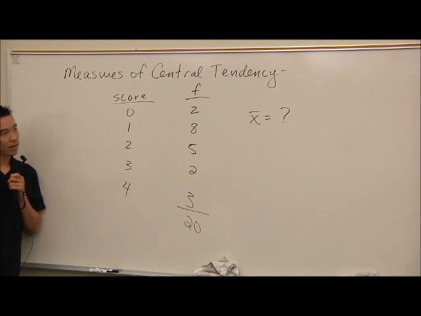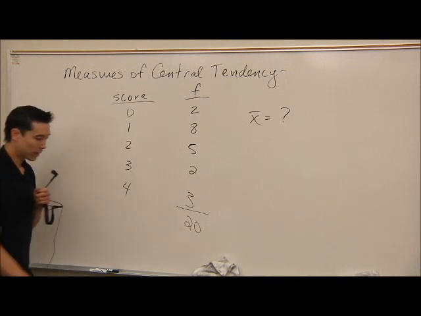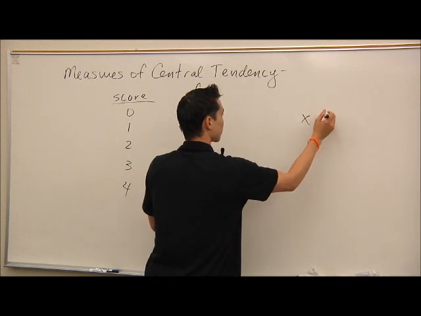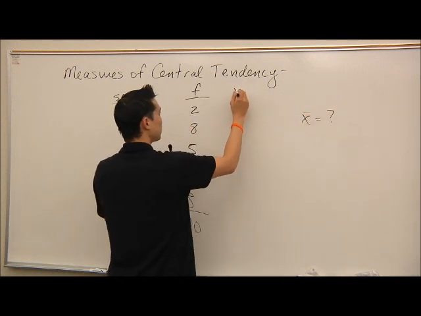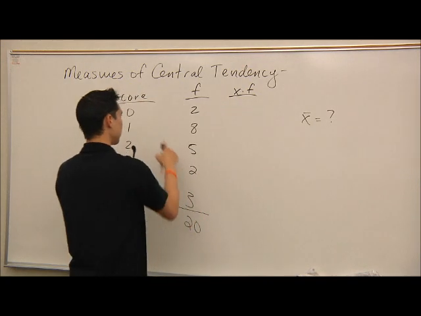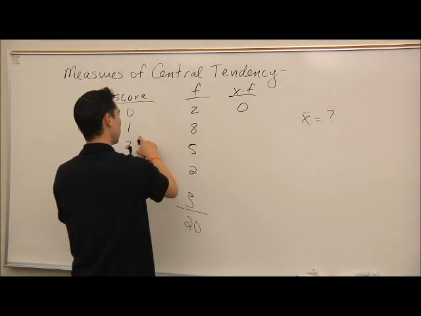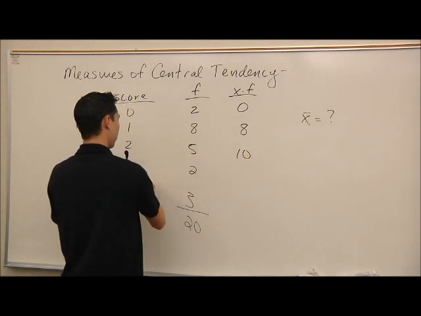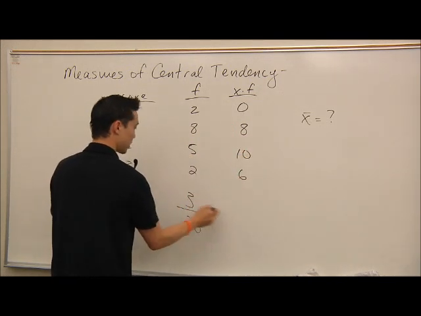Now, how do I get my sum of the x's? How do I get the total scores and then divide by 20? What do I do next? Multiply score and frequency? Yeah, and what would that do? It'll give you the total of the test scores. So I'm trying to find x bar. Let's do a quick little table of x times f. So 0 times 2 is 0, 1 times 8 is 8, 2 times 5 is 10, 3 times 2 is 6, and 4 times 3 is 12.